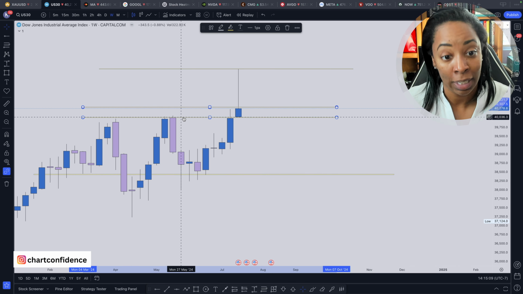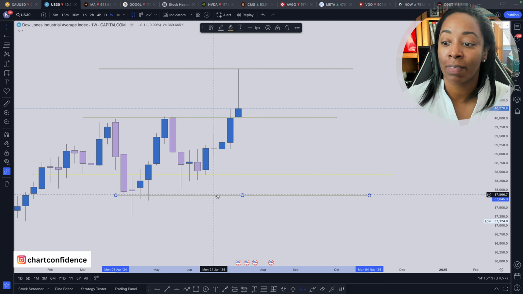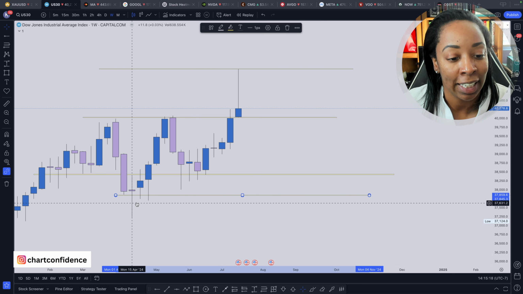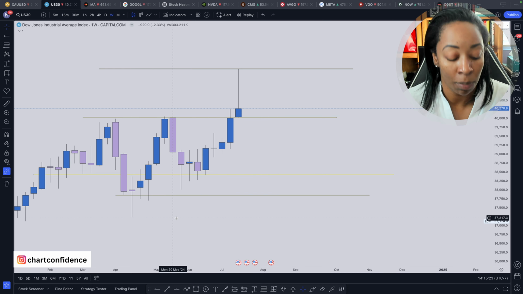One other level that I do want to mark off here on the weekly time frame is the 37,850-ish level, just taking an average, mainly because we have nice supports throughout here. So this is all I want to mark off on the weekly.